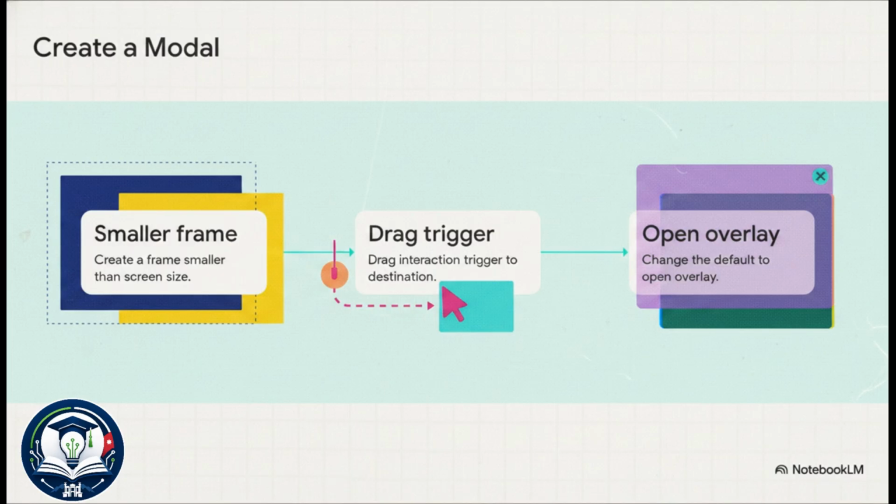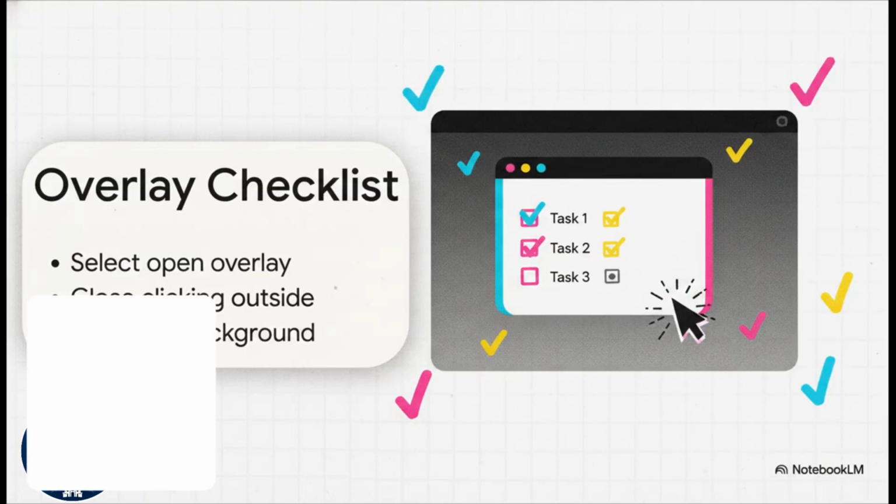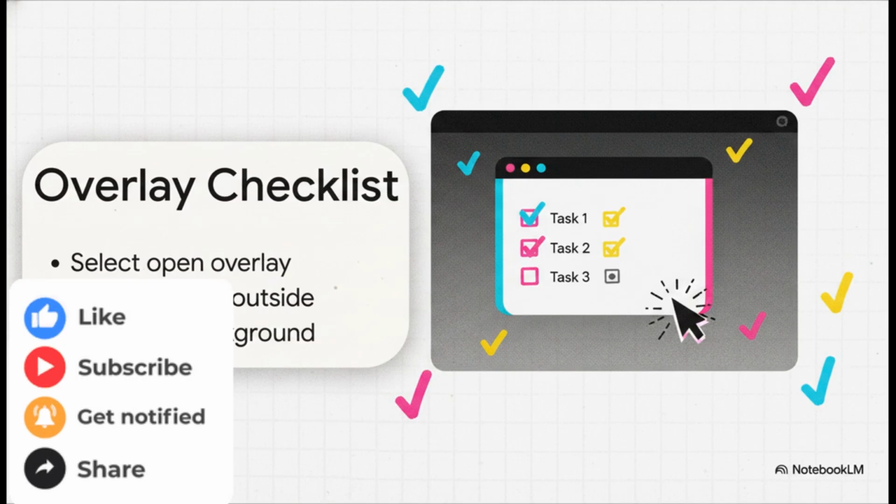First, you absolutely must create a frame for the modal that is noticeably smaller than your main screen size. Then, just like before, go to the Prototype tab and drag your interaction trigger to this new, smaller destination frame. But, and here is the critical difference, instead of using the default Navigate to interaction, you need to change it to Open Overlay. Setting it to Open Overlay unlocks a very specific menu.